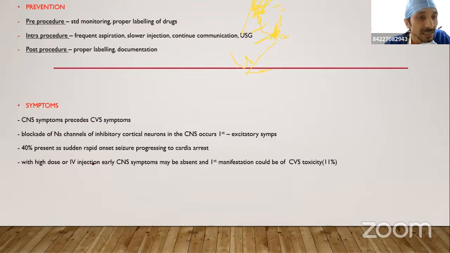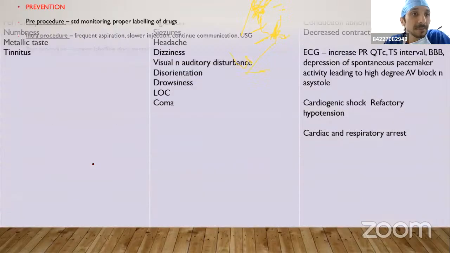What are the symptoms of LAST? CNS symptoms usually precede the cardiac symptoms. Blockade of sodium channels of the inhibitory cortical neurons in the CNS occurs first, thereby causing the excitatory symptoms. 40% can present with sudden rapid onset of seizures, which can progress to cardiac arrest. With high dose or intravenous injections directly, the early CNS symptoms may be absent and the first manifestation can be with the cardiac symptoms. In around 11% of cases, that can happen.